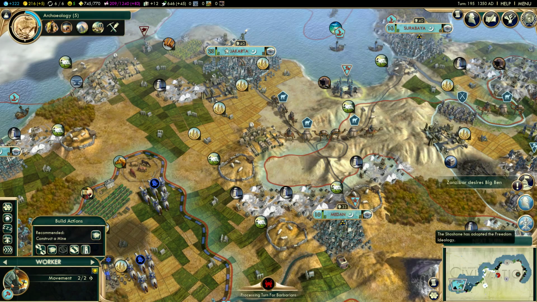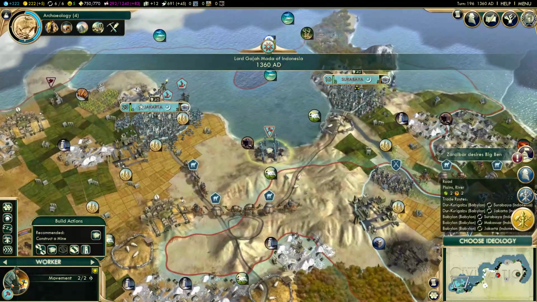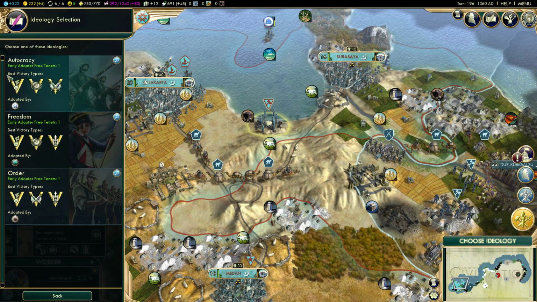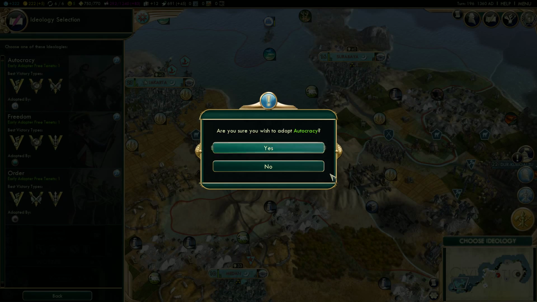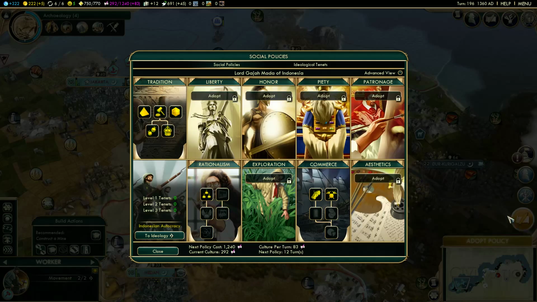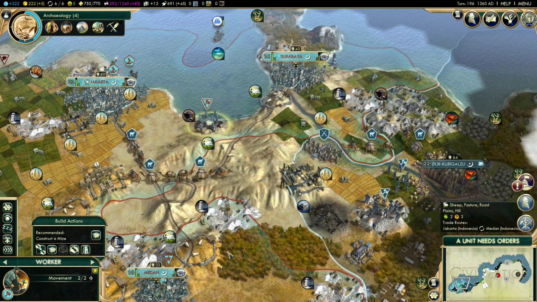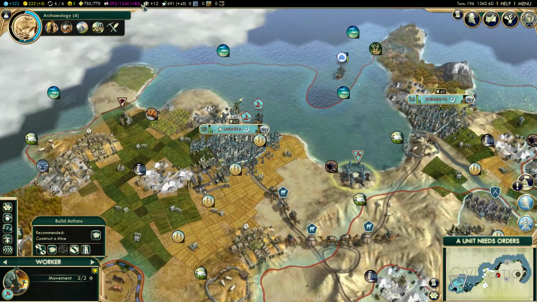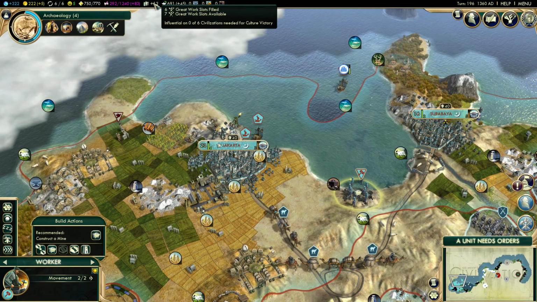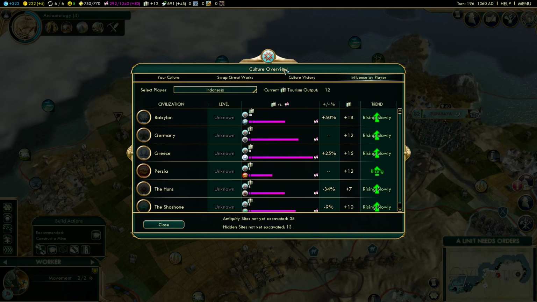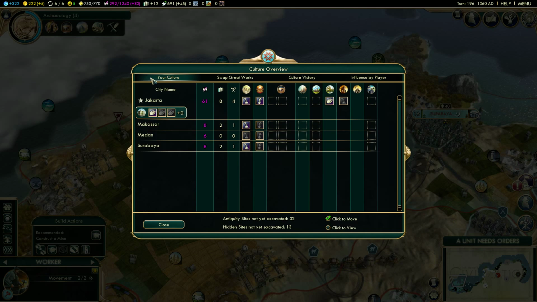and how that functions. Oh, there we go, we can adopt an ideology, and as you can see, all of them have been adopted by someone. I will go for autocracy just to show how that works, and I will take, well, whatever mobilization. It's not important. And then we are going to look at our tourism and our culture, and this is done in the culture overview. There are 4 tabs here.